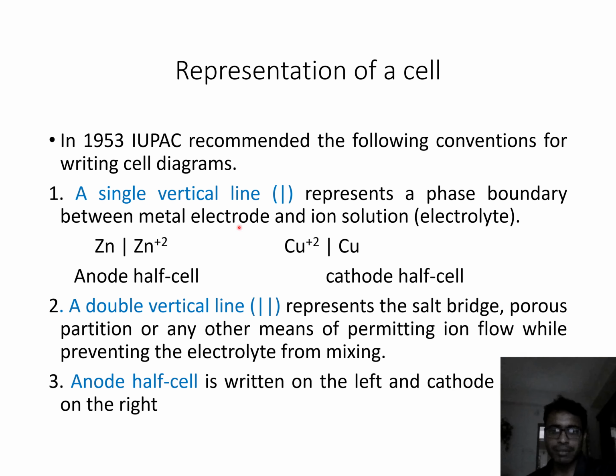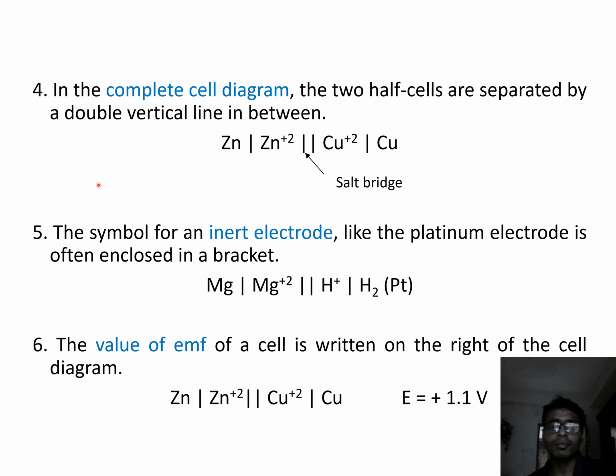Okay, so between them a double vertical line sometimes used. It represents the salt bridge, porous partition, or any other means of permitting ion flow while preventing the electrolytes from mixing. Anode half cell is written on the left and cathode half cell on the right. So in the complete cell diagram, the two half cells are separated by a double vertical line in between. Okay, so this is the salt bridge.